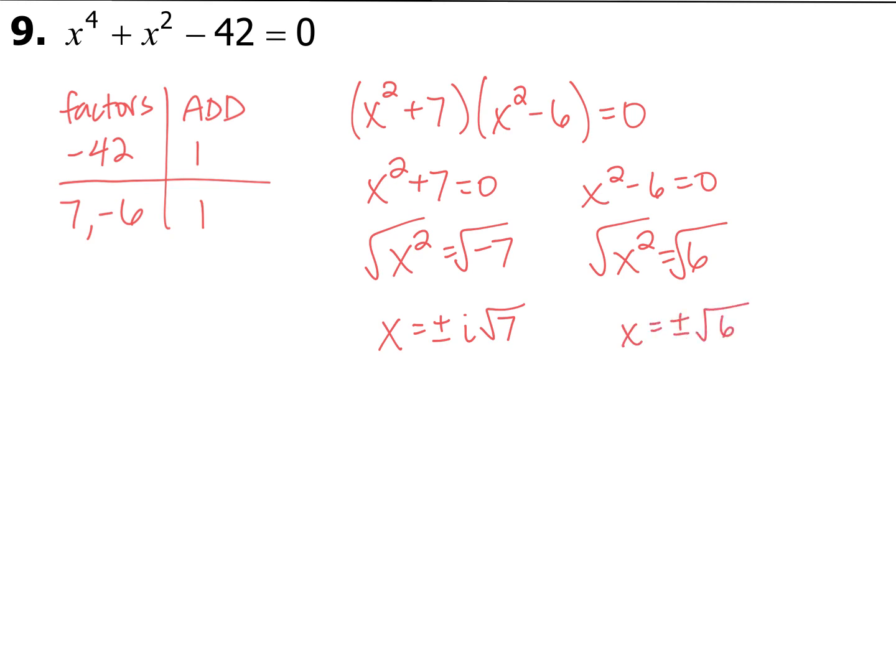These square roots cannot be broken down any further. Therefore, my solution set would be plus or minus i times the square root of 7 and plus or minus the square root of 6.